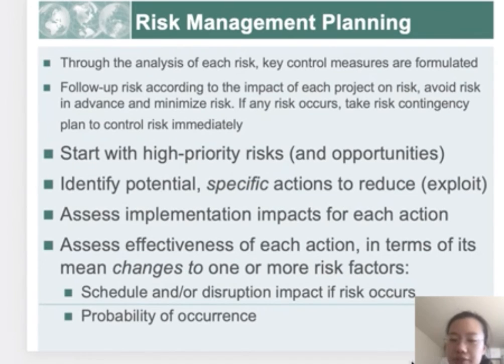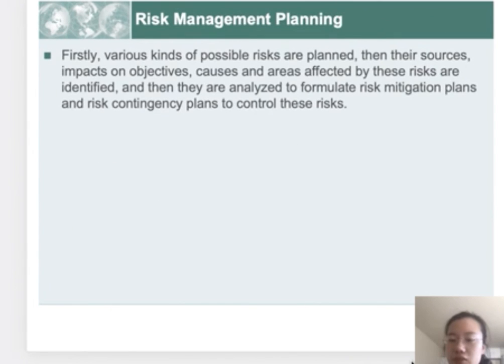Start with high priority risks: identify potential specific actions to reduce them, assess implementation impacts for each action, and assess the effectiveness of each action in terms of its mean change to one or more risk factors. Firstly, various kinds of possible risks are planned, then their source, impact on objectives, cause and areas affected by these risks are defined, and then they are analyzed to formulate risk mitigation plans and risk contingency plans to control these risks.